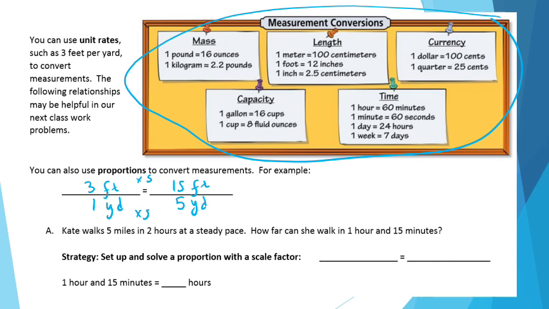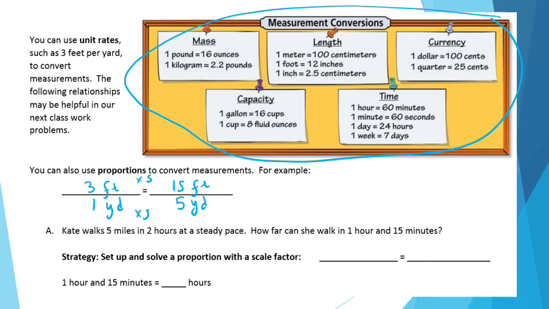So now let's look at some examples of problems. And again, you can use lots of different strategies to solve these conversion problems, but we really want to focus on thinking about proportions, unit rates, unit tables, equivalent ratios, really all the strategies we've been doing from comparing and scaling. So in problem A, Kate walks 5 miles in 2 hours at a steady pace. How far can she walk in 1 hour and 15 minutes?